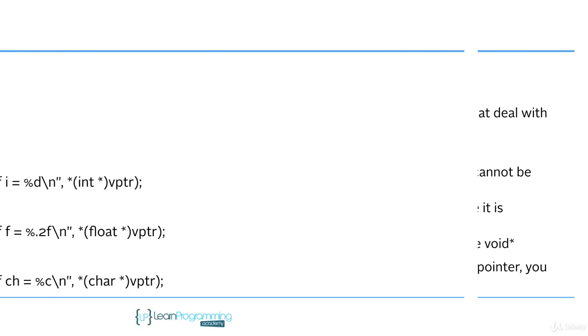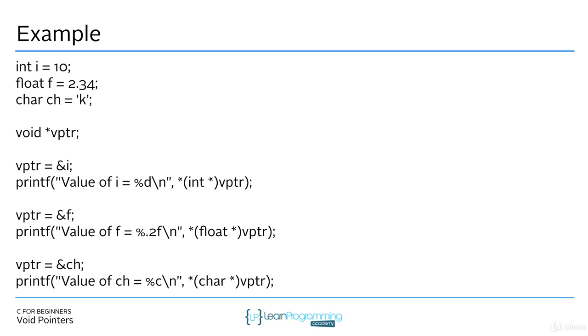Okay, so in this example here we're going to see how you use the void star pointer. We have three variables we defined, an integer and a float and a character. We're now going to create a void star pointer. Because the pointer is of type void, we can assign it the address of i, which is an int. We can assign it the address of f, which is a float. And we can assign it the address of ch, which is a character.